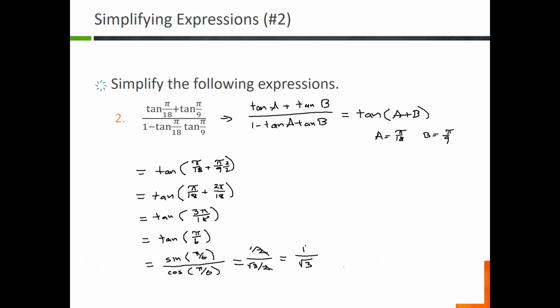So 1 over root 3 is what you would get for this original fraction of tangent of pi over 18 plus tangent of pi over 9, all over 1 minus the tangent of pi over 18 times the tangent of pi over 9. All of it is 1 over root 3. And again, the reason why I always rewrite tangent in terms of sines and cosines is it's several things less that I have to memorize. I don't have to remember what tangent of pi over 6 is. All I have to know is sine and cosine of pi over 6.